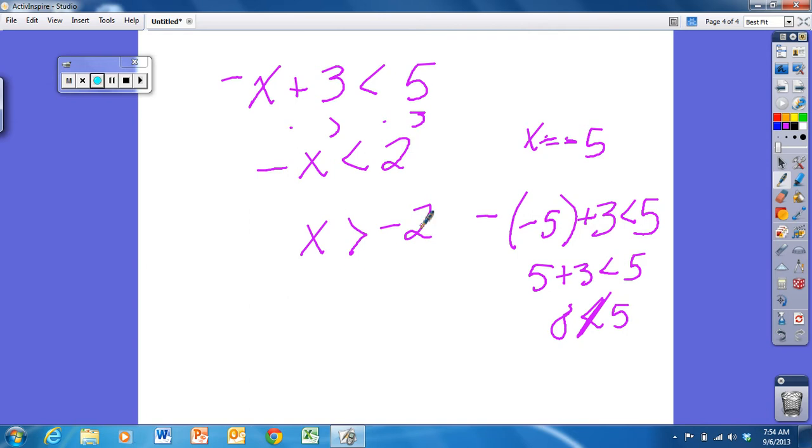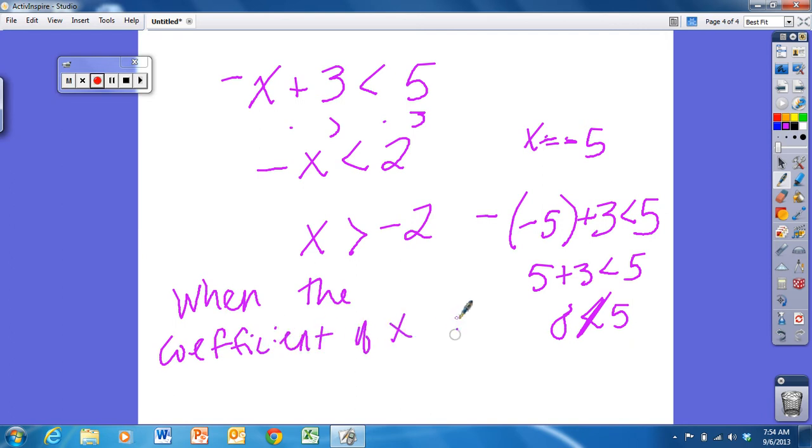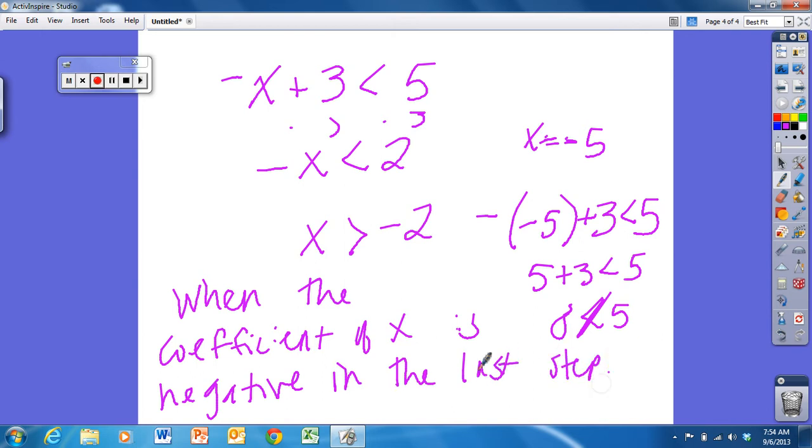Now, if I pick a number greater than negative 2, like 0, negative 0 plus 3 is 3, which is less than 5. So that makes it true. I'm going to write that down. When the coefficient of x is negative in the last step of the problem, flip the sign. Let's do an example.